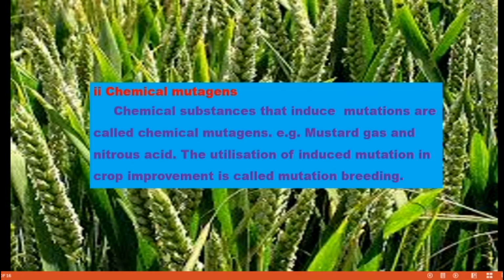Chemical mutagens. Chemical substances that induce mutations are called chemical mutagens. Mustard gas and nitrous acid are some of the chemical mutagens which cause mutations.